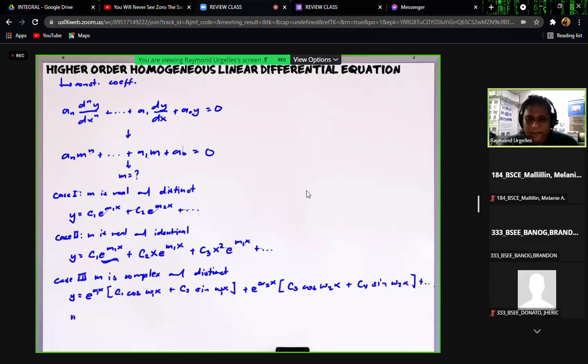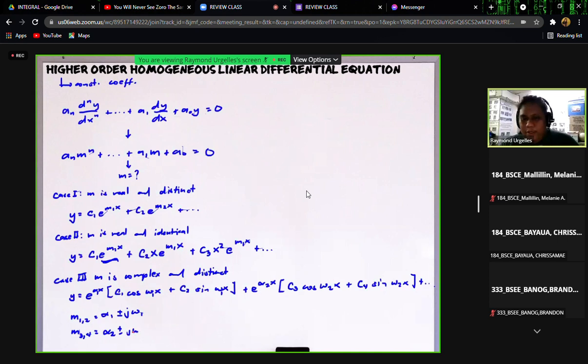So if the values we get here are, for example, m1 and m2, these are equivalent to alpha 1 plus or minus j omega 1. So we get a complex conjugate there, because we assume real numbers for our coefficients. Then m3 and m4 will be alpha 2 plus or minus j omega 2, and so on and so forth.